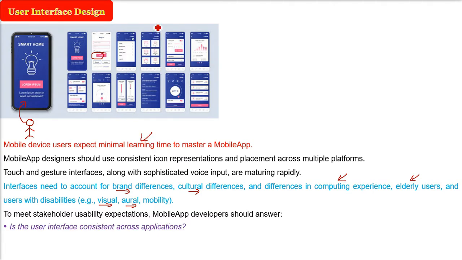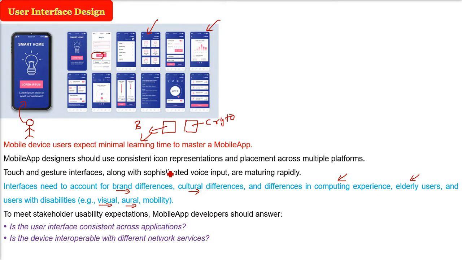So is the user interface consistent across applications? Because if one application is made by a certain company, the second application which you are using from the same company, are they consistent? Is the user interface consistent, or is it altogether different? For example, banking, and the same company is making something for crypto. So the user interface should be consistent.